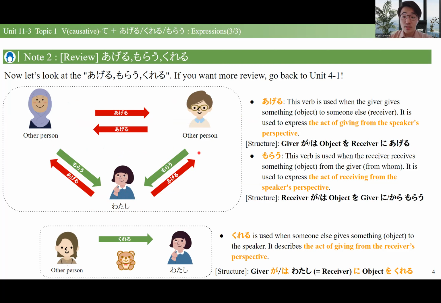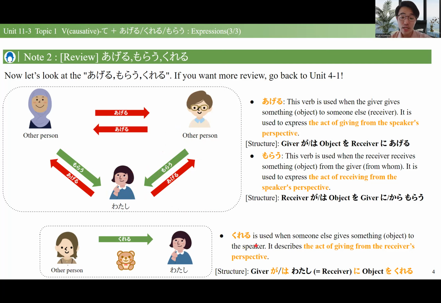On the other hand, もらう was receiving. Right? So the receiver is the subject. Receiver が something を giver に or giver からもらう. So the incoming items, something that you receive from someone else, that's もらう.